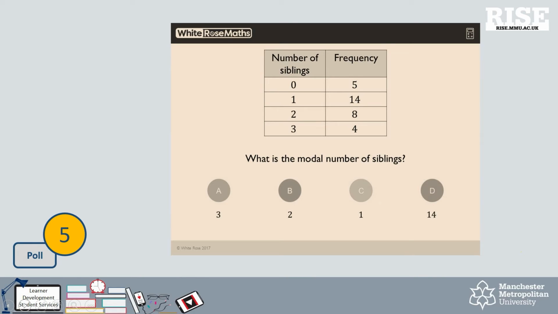Let's try these quick questions. You'll have 5 seconds, but if you need longer, just pause the video and press play when you're ready for the answers. What's the modal number of siblings? Remember, for the modal, look for the highest frequency. The highest frequency here is 14, and that relates to having 1 sibling. So 1 is the modal number of siblings.